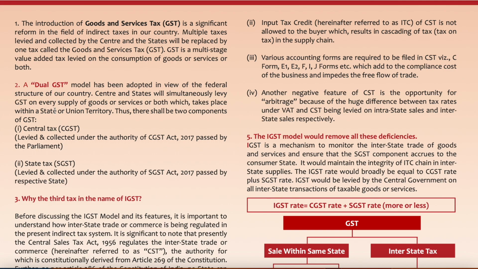So this is a dual model, and in the next video we'll take up this question, why the third tax in the name of IGST. So for the time being, this video is an introduction to goods and services tax in India. It's a good model for other countries where, like in Pakistan, the goods are taxed by the federation and it is called general sales tax, and the services are taxed by the respective provinces and it is called provincial service tax, and they are for the time being separate.